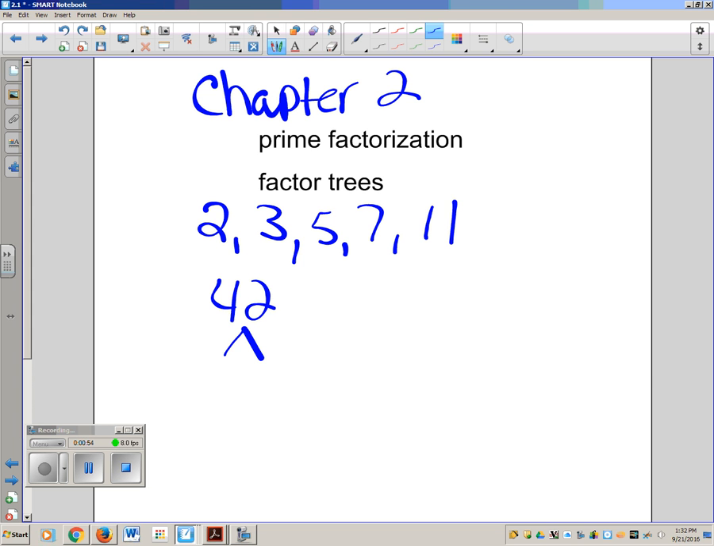Let's start with 42. You have done this before. Write 42, put branches underneath it. Two factors of 42. There are lots. Marshall? 1 and 4? No. 1 times 4 is 4, and 1 times 2 is 2. 6 times 7. So put 6 here and 7 here. One of those numbers is prime. Which number is prime? 7. Circle the 7. Whenever you get a prime number in your tree, circle it.